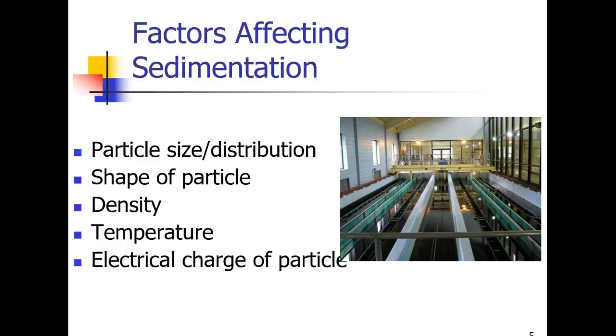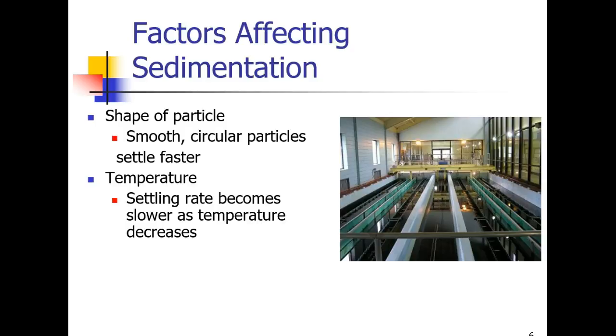So what are some of the factors that can affect sedimentation? The particle size and distribution, the shape of the particle, the density, the temperature, and the electrical charge of the particle. Shape of the particle: smooth circular particles settle faster. Temperature: the settling rate becomes slower as the temperature decreases. Water gets thicker as it gets colder, more dense.